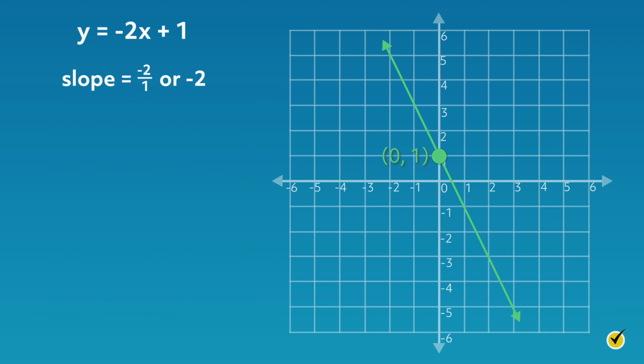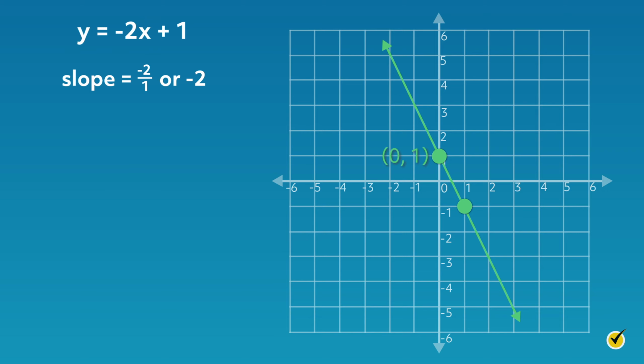From the y-intercept, (0, 1), plot the second point on the line by moving in a vertical direction, rise, and then a horizontal direction, run. Because the numerator of the slope is negative 2, move 2 units down from the y-intercept. From there, move 1 unit to the right as indicated by the slope's denominator, 1. Note that a positive rise moves up and a negative rise moves down. A positive run moves right and a negative run moves left.